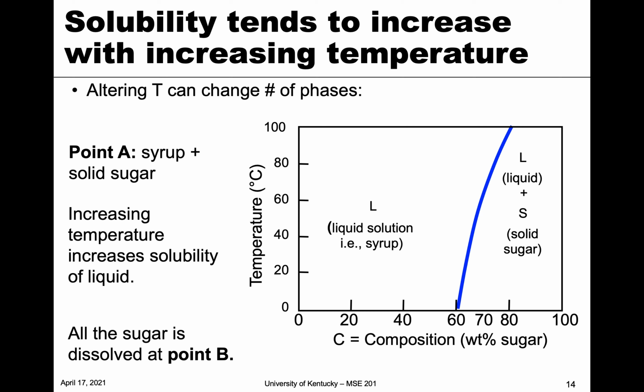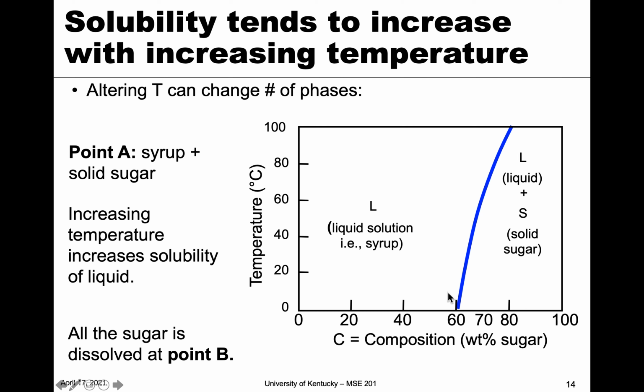So solubility tends to increase with increasing temperatures. So that makes sense because a lot of times when you want to make a sugar syrup or salt solution, you boil it, right? And that's because we see here that at this low temperature of 0, we can get about 60 weight percent sugar. However, if we increase the temperature up to 100, that goes up to roughly 80%, right? So that's the general trend of solubility, that it tends to increase with increasing temperature.